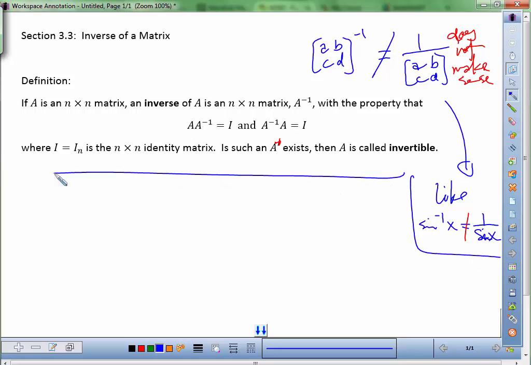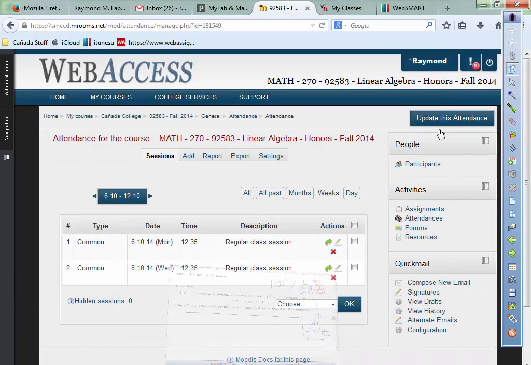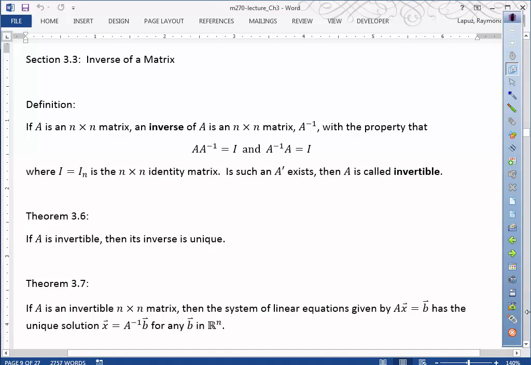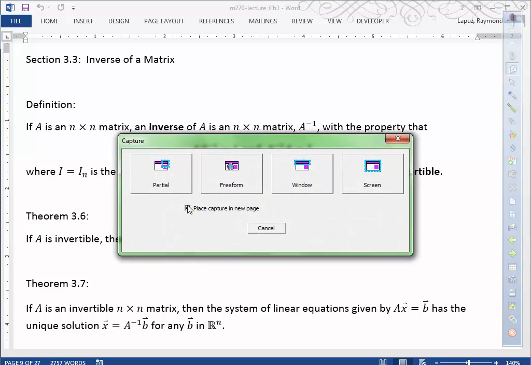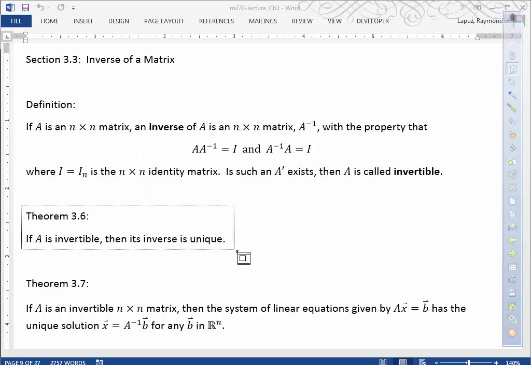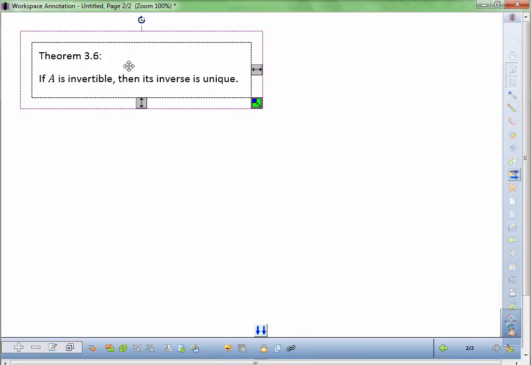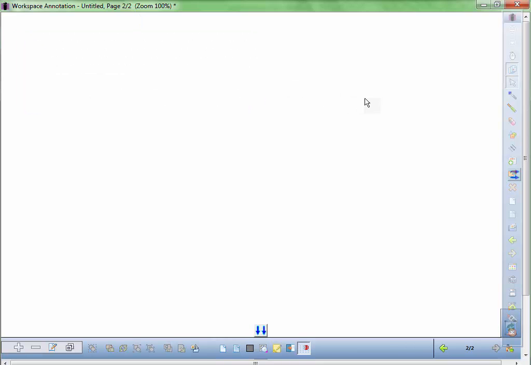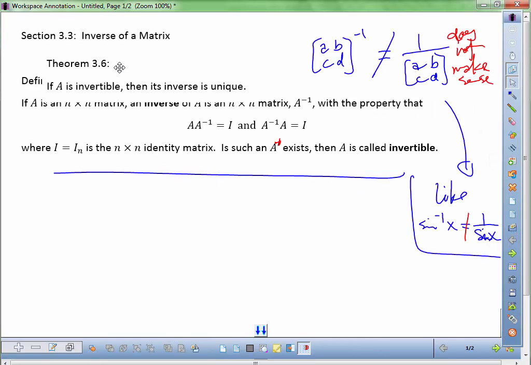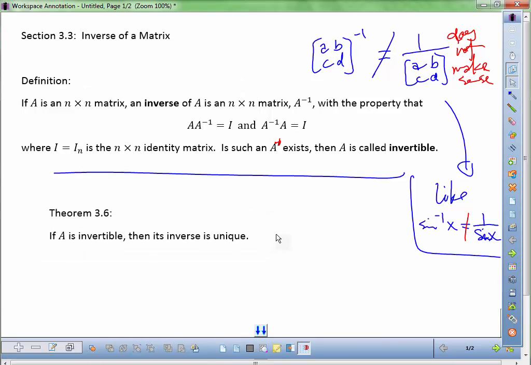Okay, the first theorem associated with the inverse of a matrix says that if you have an inverse, then it is unique. Let's just copy it. If A is invertible, then its inverse is unique. So in math, when you want to prove that something's unique, you assume that there's two different things that work for it, and then somewhere along the line you're going to get a contradiction because they're supposed to be equal to each other.